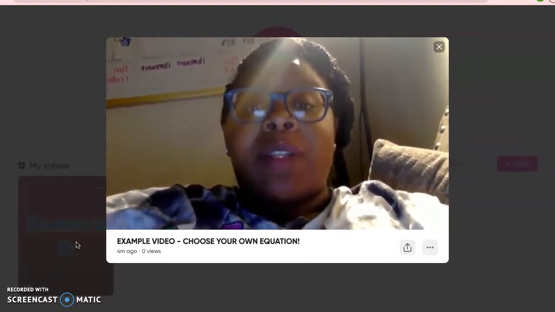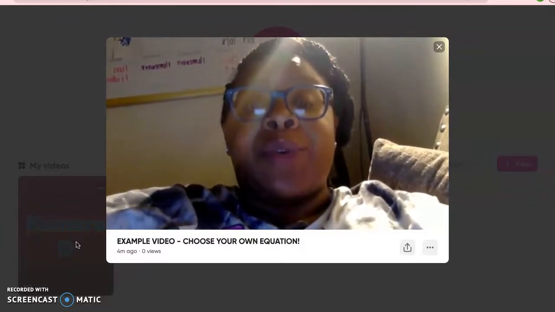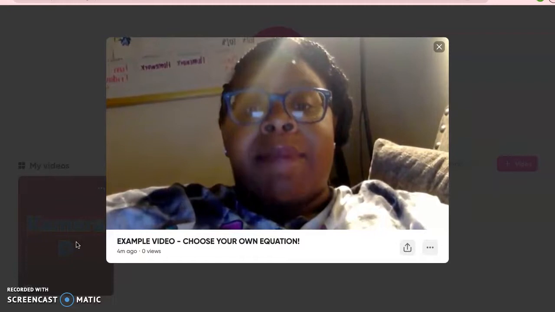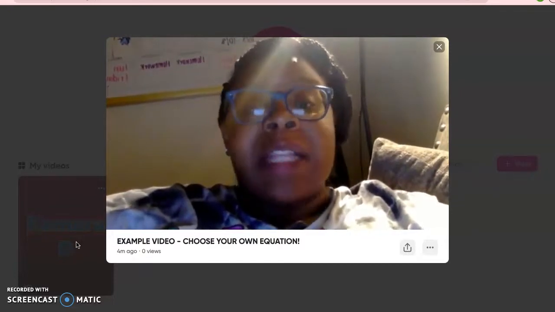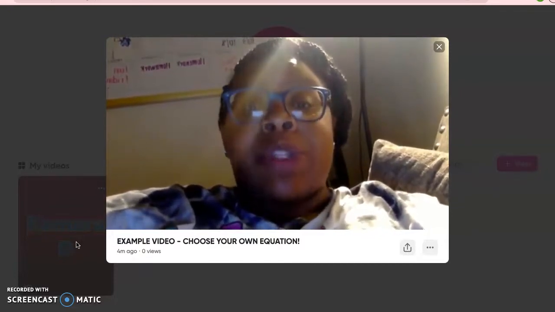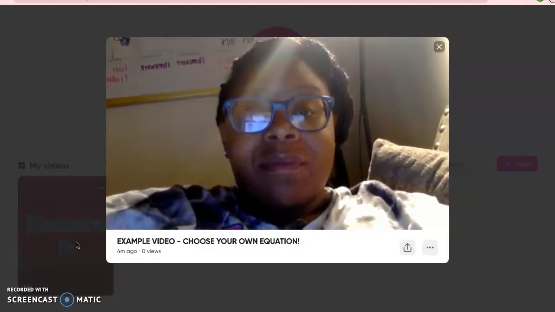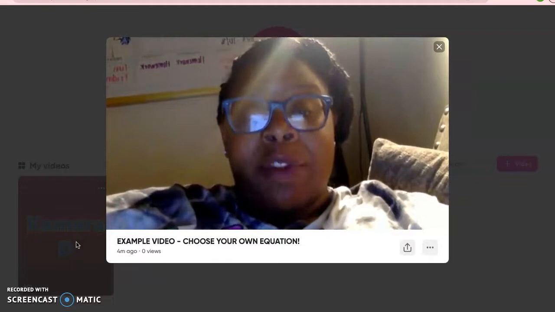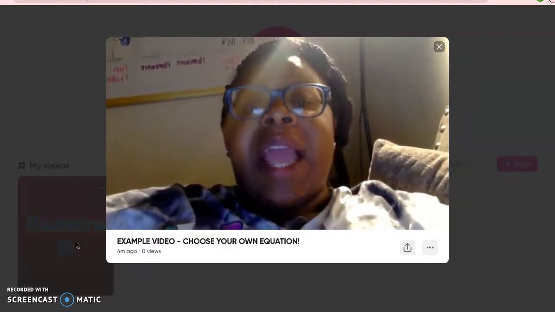So I'm beginning with 3x minus 18 equals 12. So I am then going to add 18 to both sides, and I get 3x equals 30. And I'm going to divide both sides by 3, and I should get x equals 10.